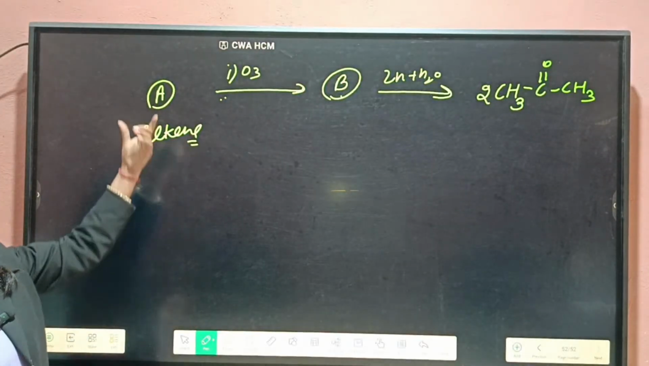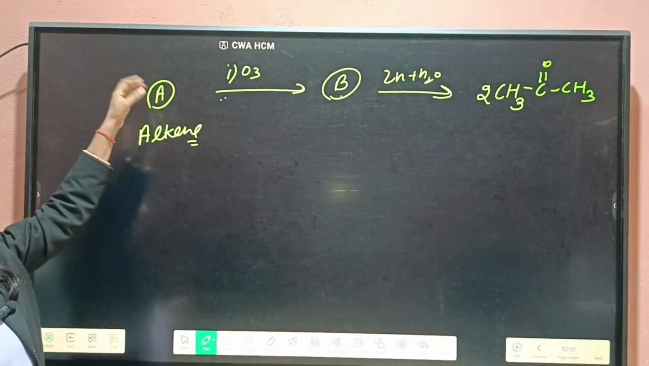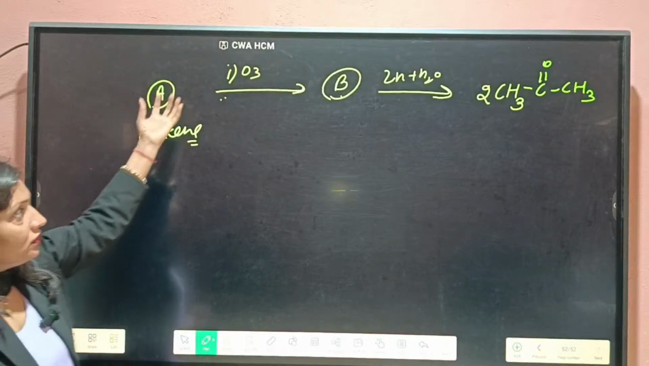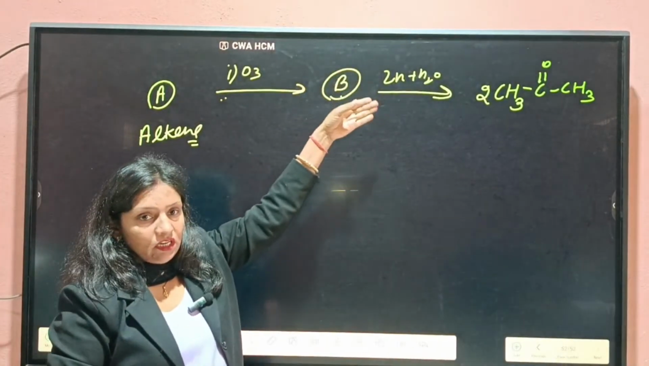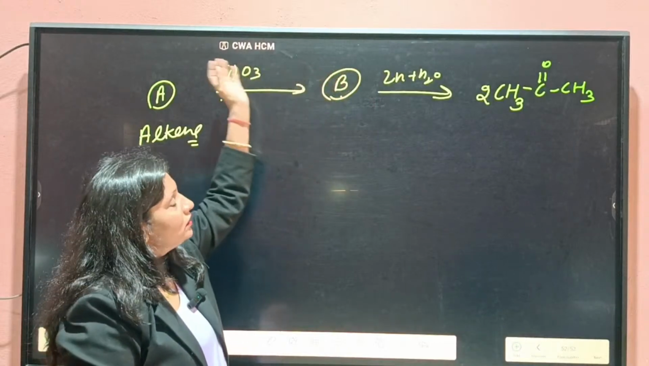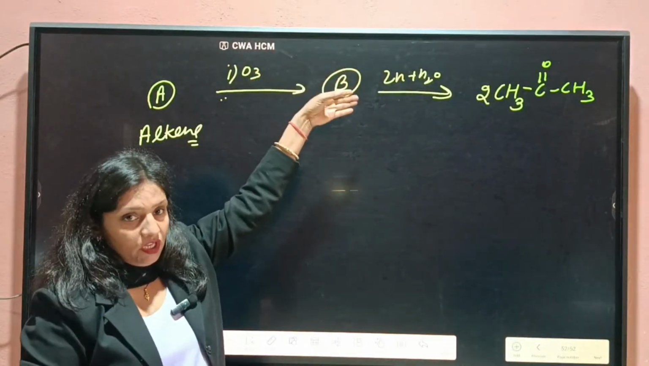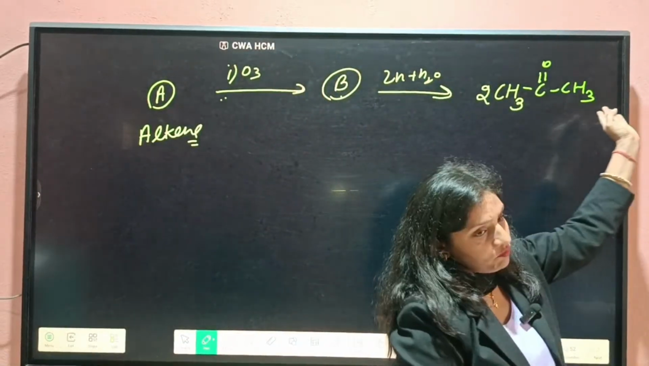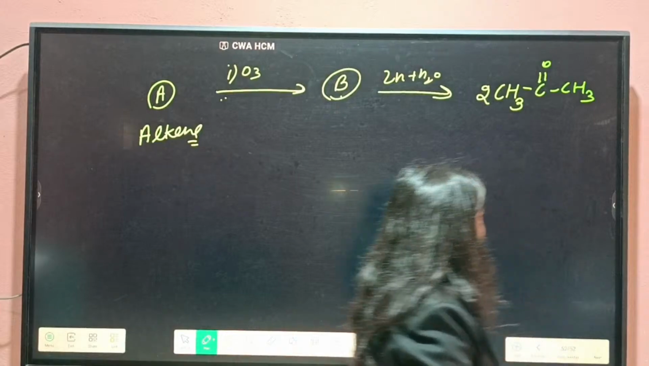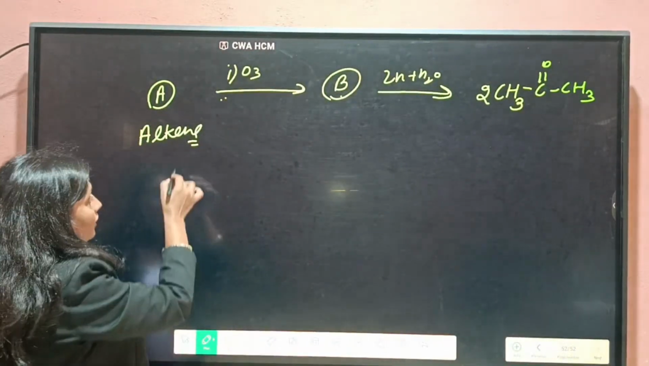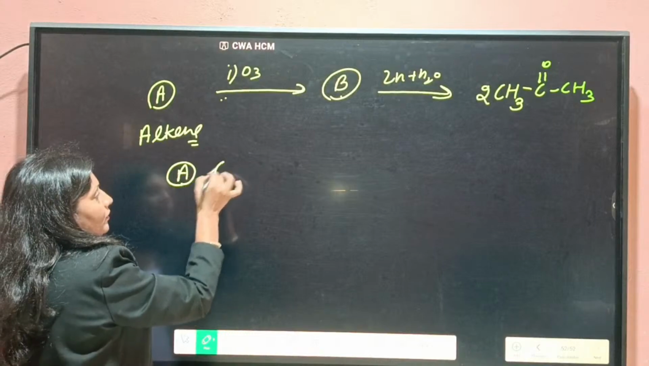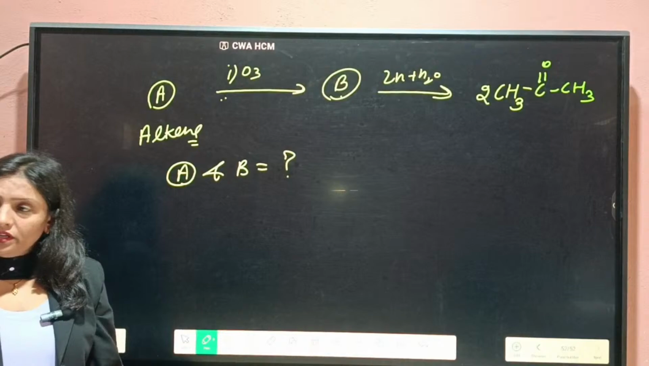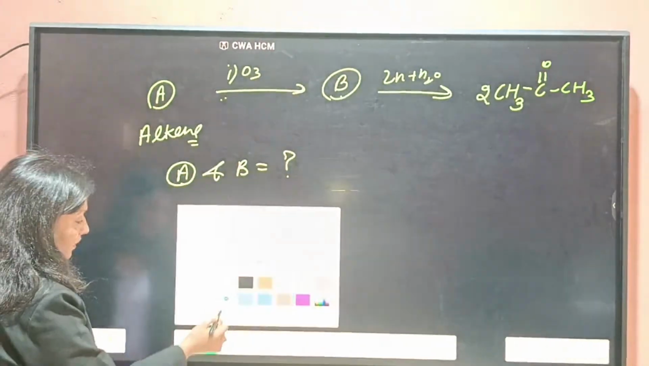Okay, means a reactant A or an alkene A is given to you, then after reaction with ozone, it gives us ozonide B, and after reduction with the zinc, it forms this product. Clear? Now tell about A and B. Now also it is very easy to tell.